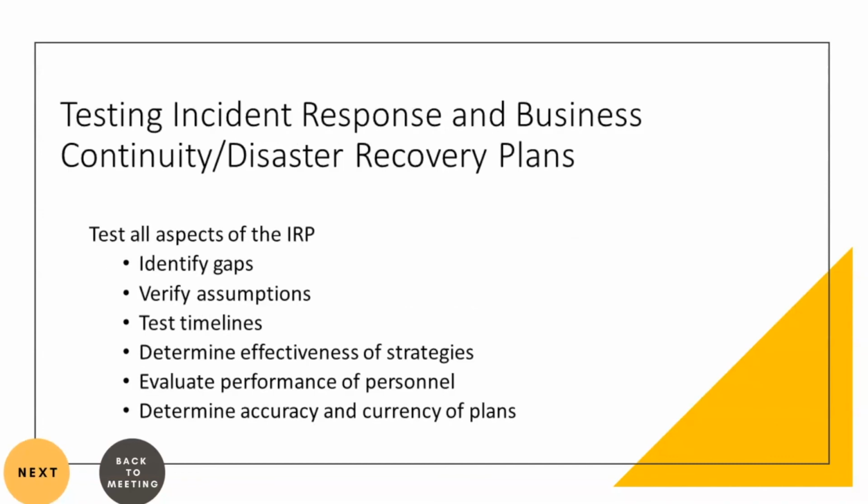Also, Kumar, once we have the incident response plan in place, how will we check its efficiency? Sarah, to check the efficiency, we need to do some tests. We need to test all aspects of the IRP, which will help us identify the gaps, verify the assumptions, and test the timelines which we have set in our IRP. It will also determine the effectiveness of the strategies we are using, and help us evaluate the performance of our personnel involved in the incident response process. Finally, it will help us determine the accuracy of the overall plan.